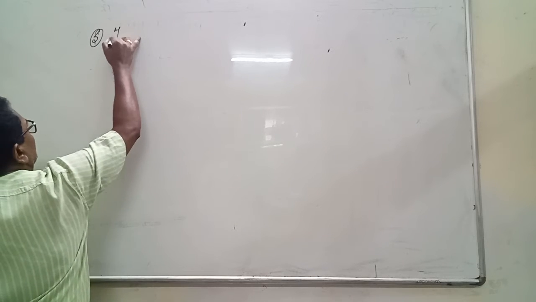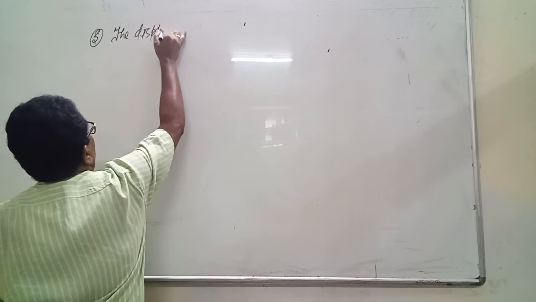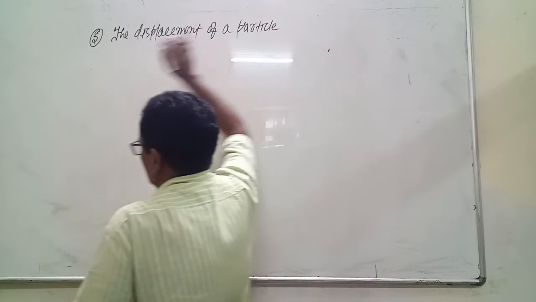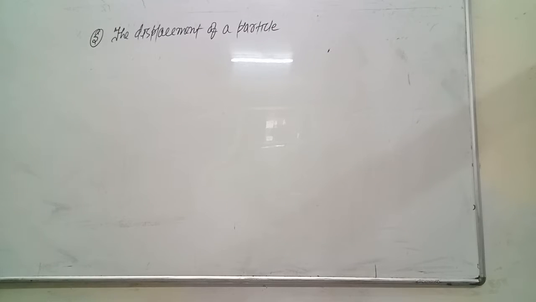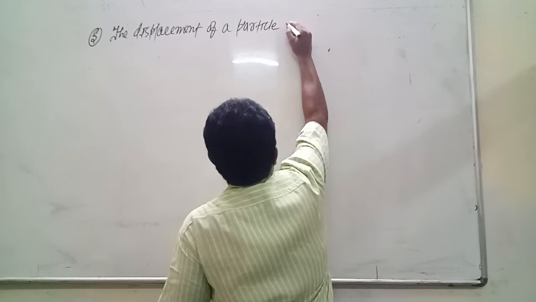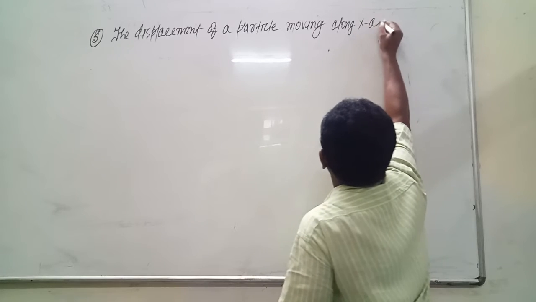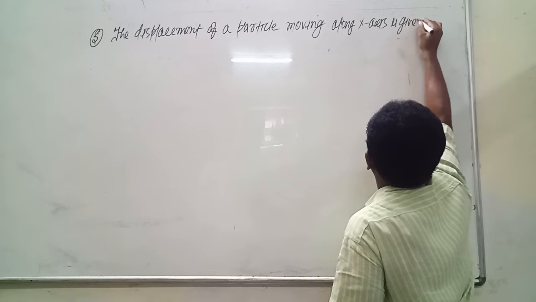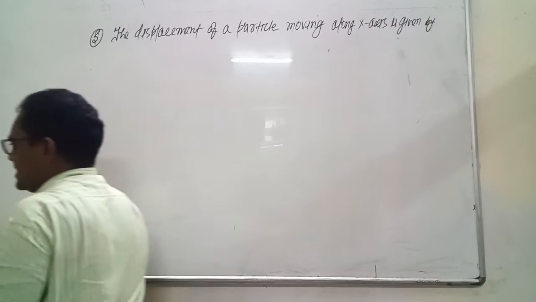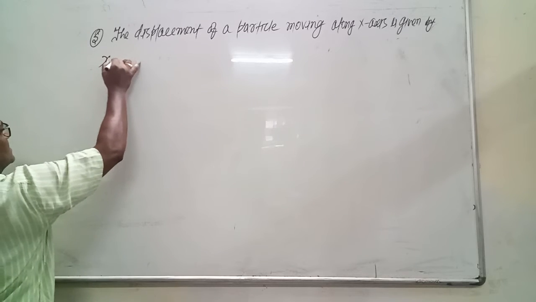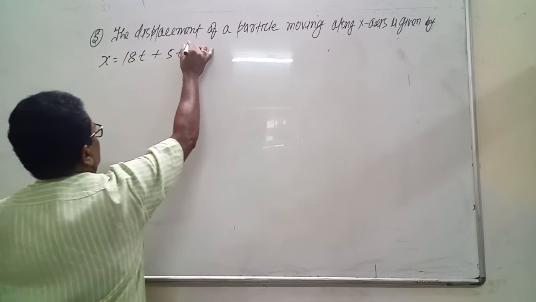Next question. The displacement of a particle moving along the x-axis is given by x equals 18t plus 5t square.